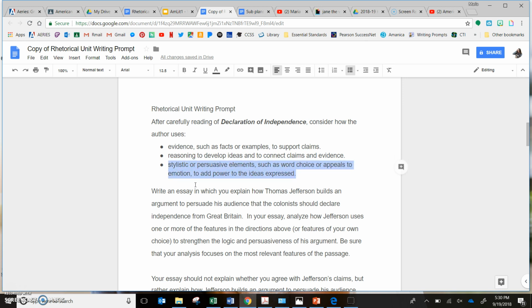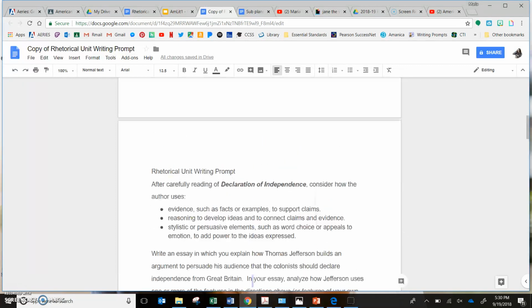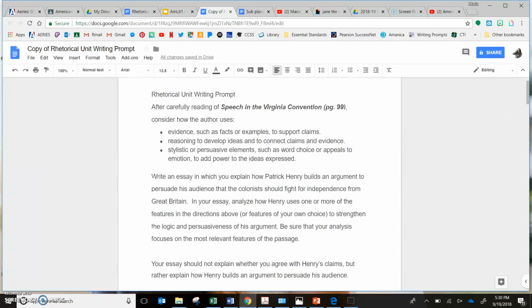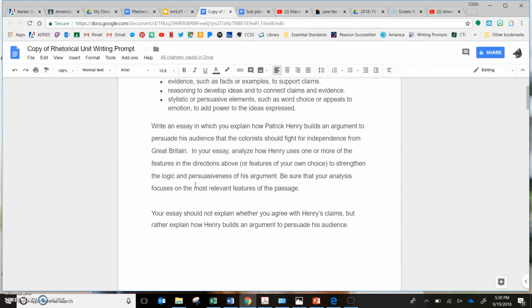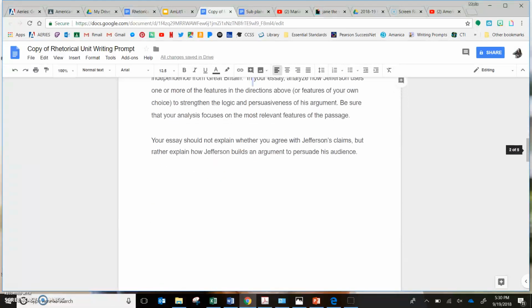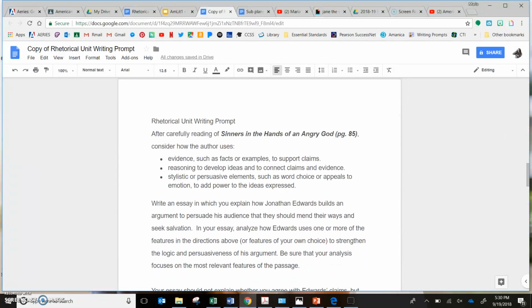Okay, so in the same way as the first prompt, in this one you're going to write an essay in which you explain how Thomas Jefferson builds an argument and how he persuades his audience so that colonists could break away from Great Britain. Analyze how Jefferson uses one or more of the features in the directions above to strengthen his logic and to be persuasive. So it's basically the same exact prompt as up here, except now you're doing it for the Declaration of Independence instead of for the speech in the Virginia Convention. And then you can also do it on Sinners in the Hands of an Angry God.